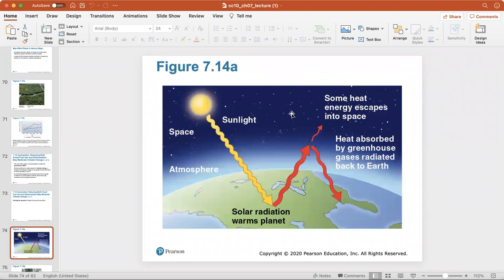And this is a great picture of the greenhouse effect. We have solar radiation warming the planet. Some heat energy escapes into space, but some heat is absorbed by the greenhouse gases, which is radiated back to Earth.